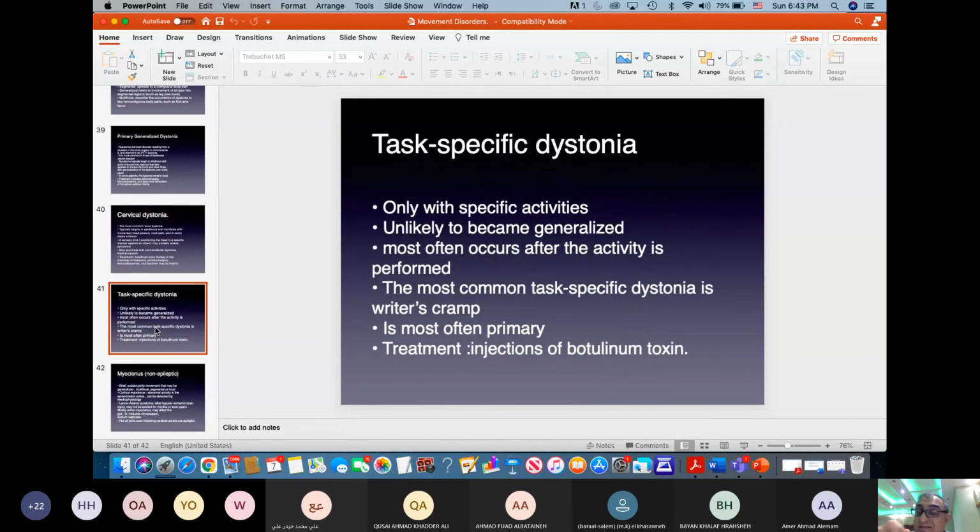Task-specific dystonias like writer's cramp. Whenever they write, the hand does this. So musician's cramp, they do this, playing the violin. Again, treatment with botulinum toxin.